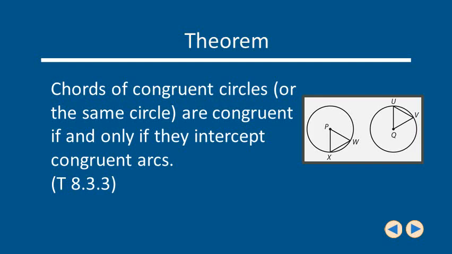Conversely, right, if and only if, biconditional, if chord WX is congruent with chord UV, then arc WX is congruent with arc UV. So again, this is telling us that if the chords are congruent, the arcs are congruent. If the arcs are congruent, then the chords are congruent.